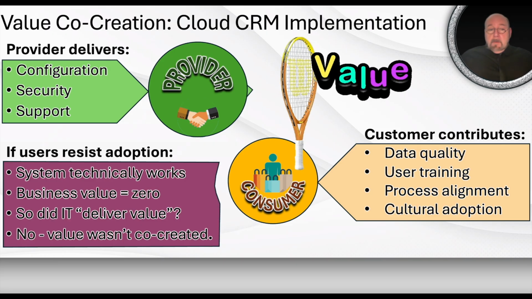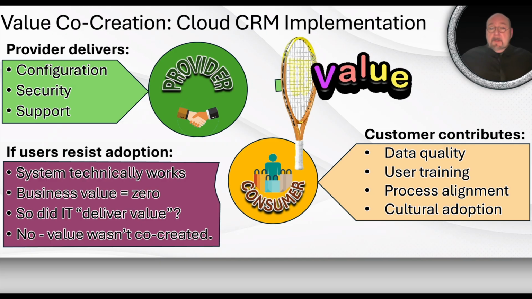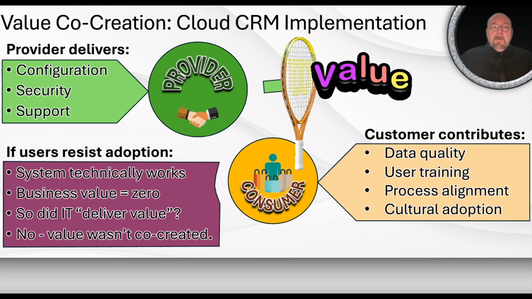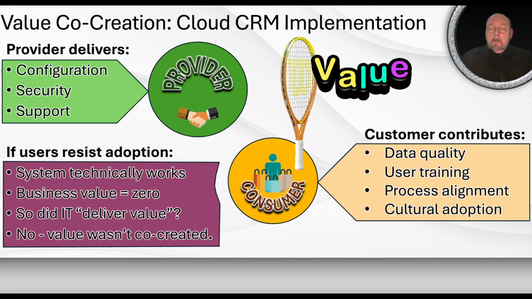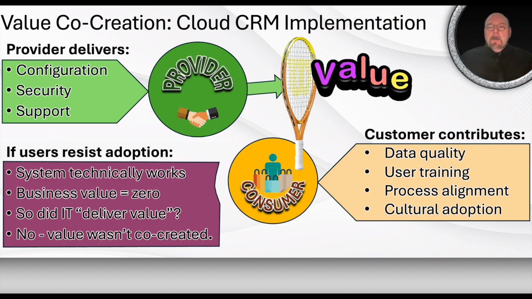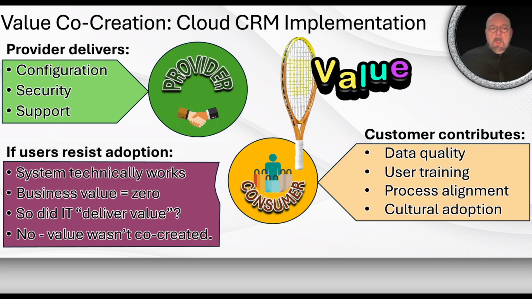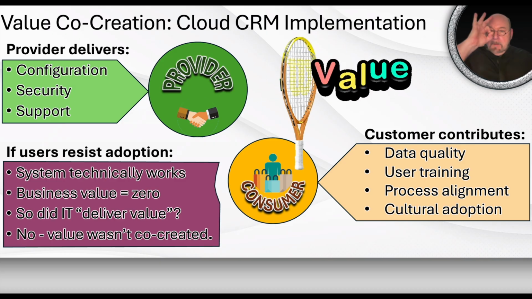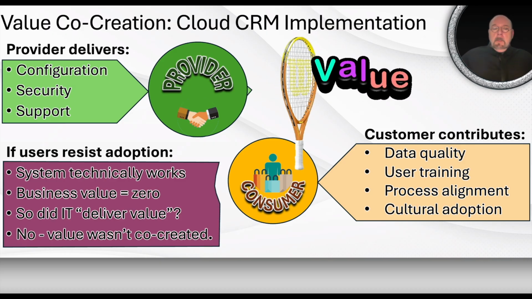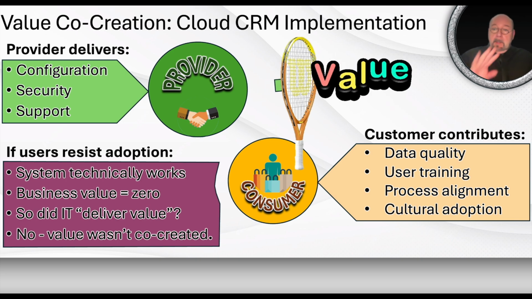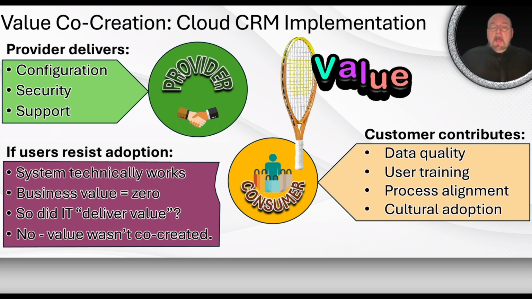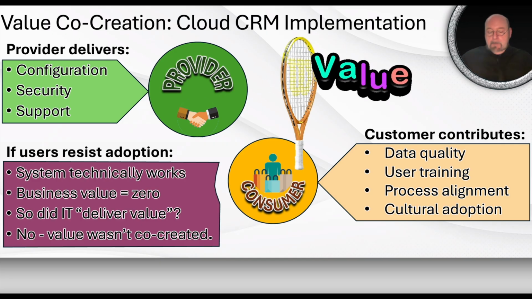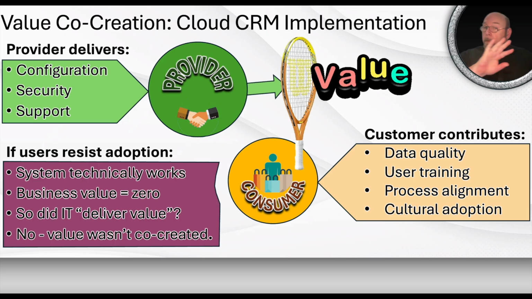We're saying the system technology works, but the consumer doesn't accept it. The system technology works, the business value is still zero, even though all the stuff in green here has been done well. So did IT deliver value even if they did a good job? No, they delivered zero value. Both of these, the green provider side and the yellow consumer side, have to work together to co-create value. If they don't, no value is created.